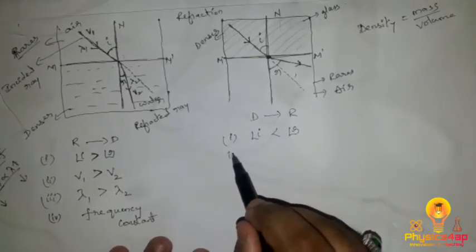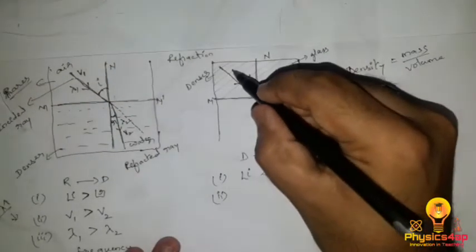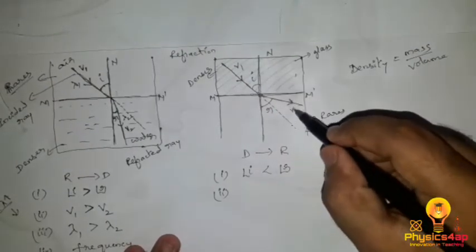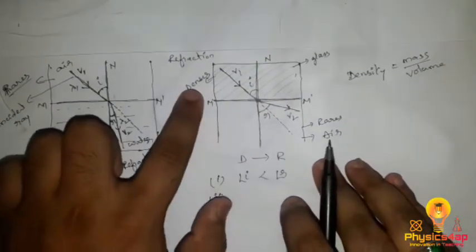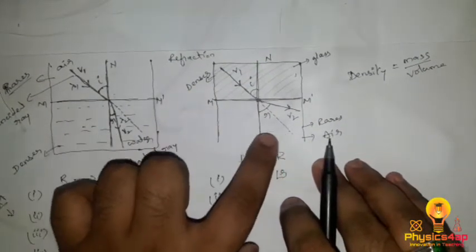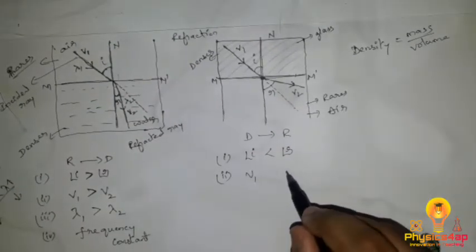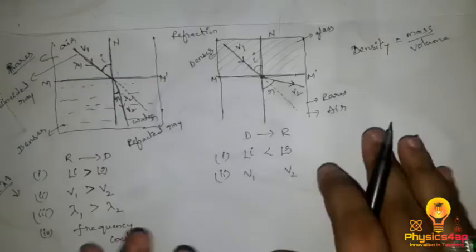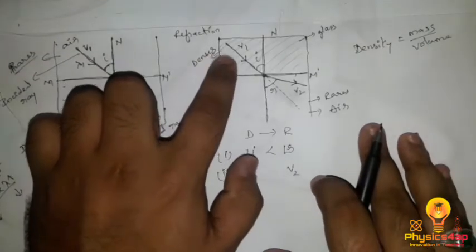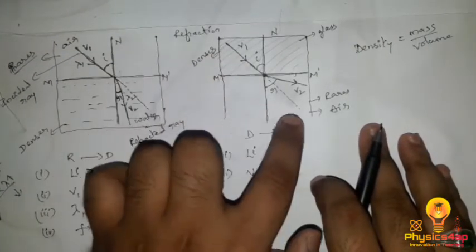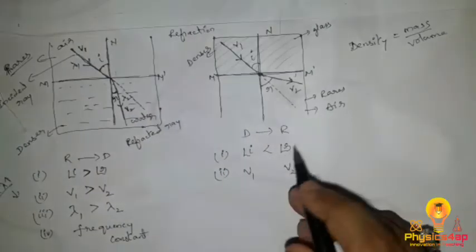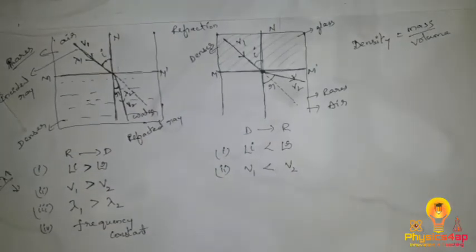And the second one, let us compare the velocities V1 and V2. V1 is the velocity of light in the denser medium and V2 is the velocity of light in the rarer medium. Now which one will be greater here? The velocity of light in the first medium, that is the denser medium, will be less than in the rarer medium, that is V1 is less than V2.